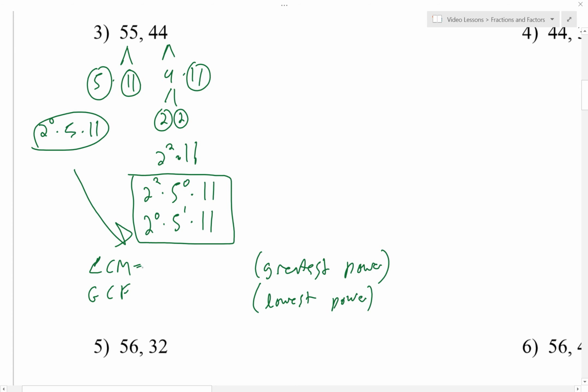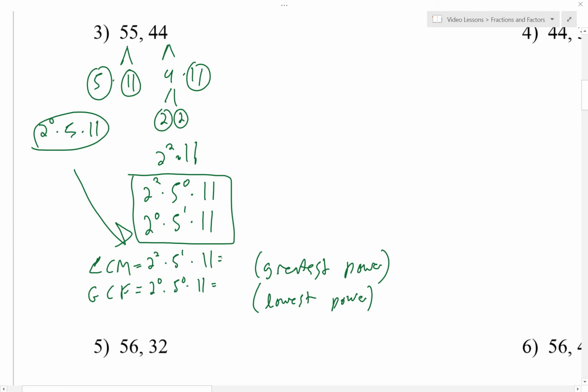Now, for the LCM, we're going to take the greater of the 2's, so that's 2 to the power 2. And the greater of the 5's is 5 to the power 1. And then the greater of the 11's, well, it doesn't matter. They're both the same, right? For the greatest common factor, we're going to take the least of the powers. So we take 2 to the 0, and we take 5 to the 0, and we take 11 to the first, right? And then we calculate.